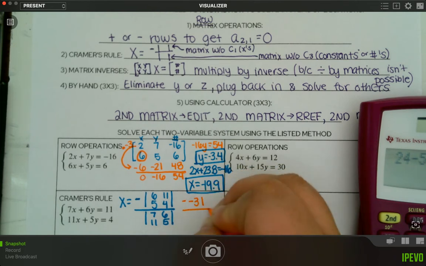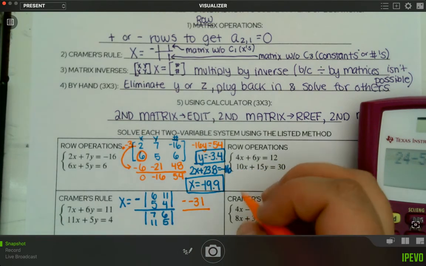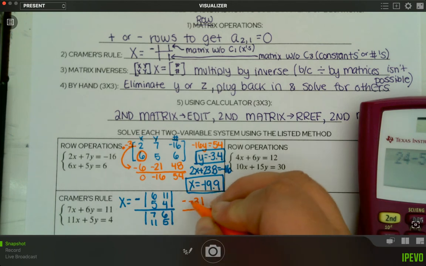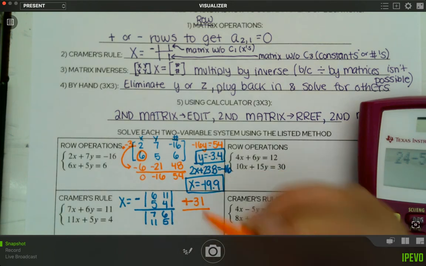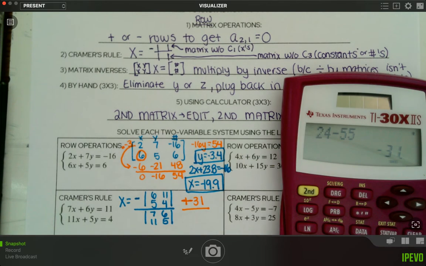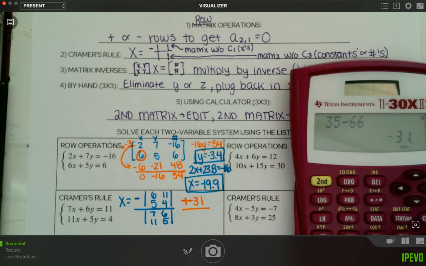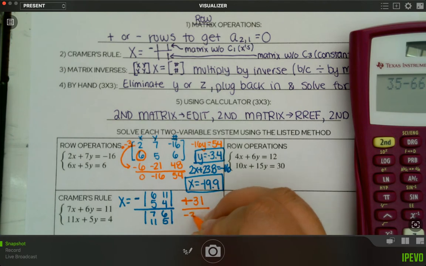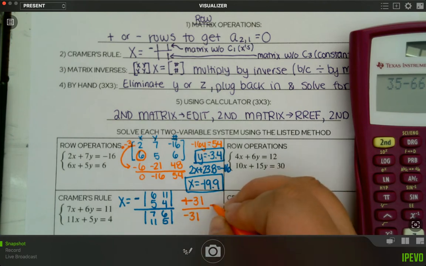So on top, I end up with positive 31. So I have 2 negatives sitting out here, so that becomes positive. Then on the bottom, I have 7 times 5, which is 35, minus 11 times 6, which is 66. Look at that, negative 31. And 31 divided by negative 31 is negative 1. So we get x equals negative 1.